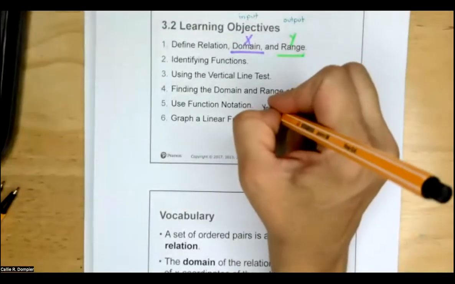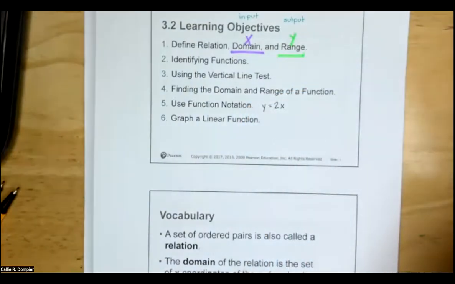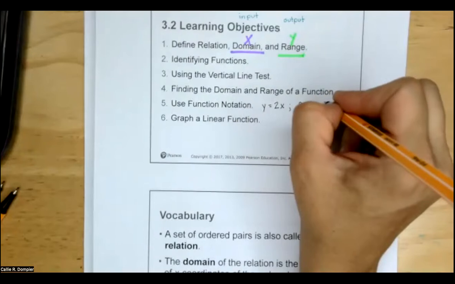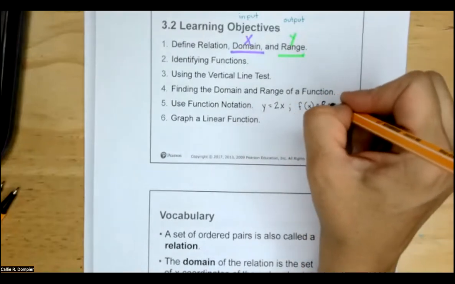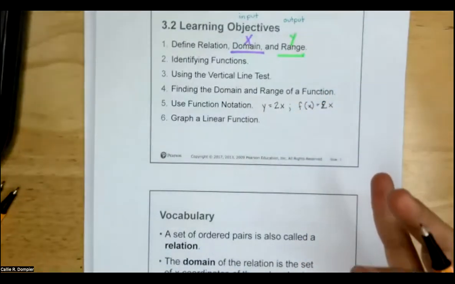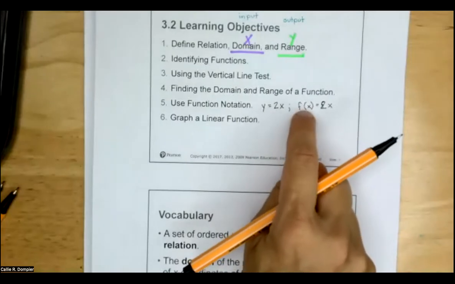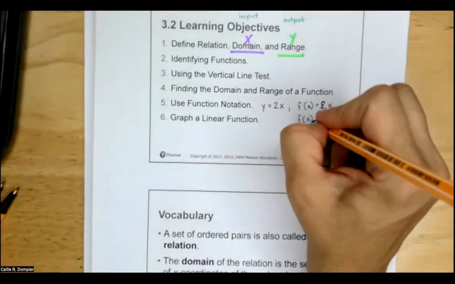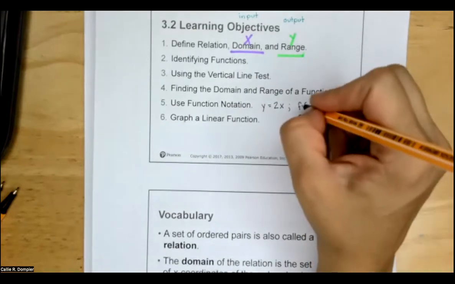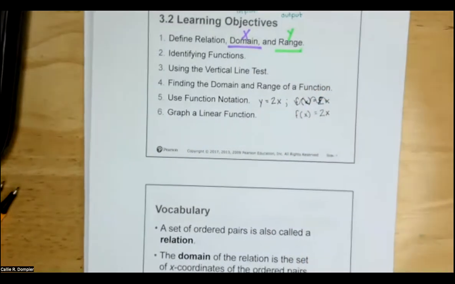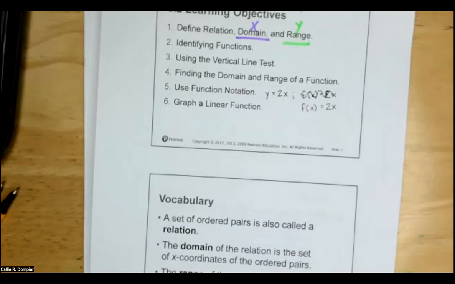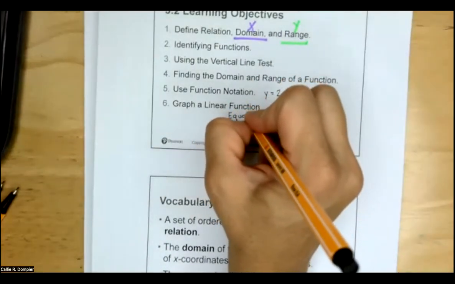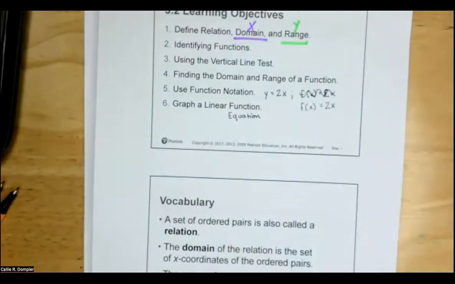So if you have y equals 2x, function notation is just f of x equals 2x. So it is the same. Instead of y, we use f of x. That is function notation. And don't worry, we will talk about all this. I just want to warm up. And then graph a linear function, which is the same as a linear equation, which is what we did Wednesday. So nothing to worry about.